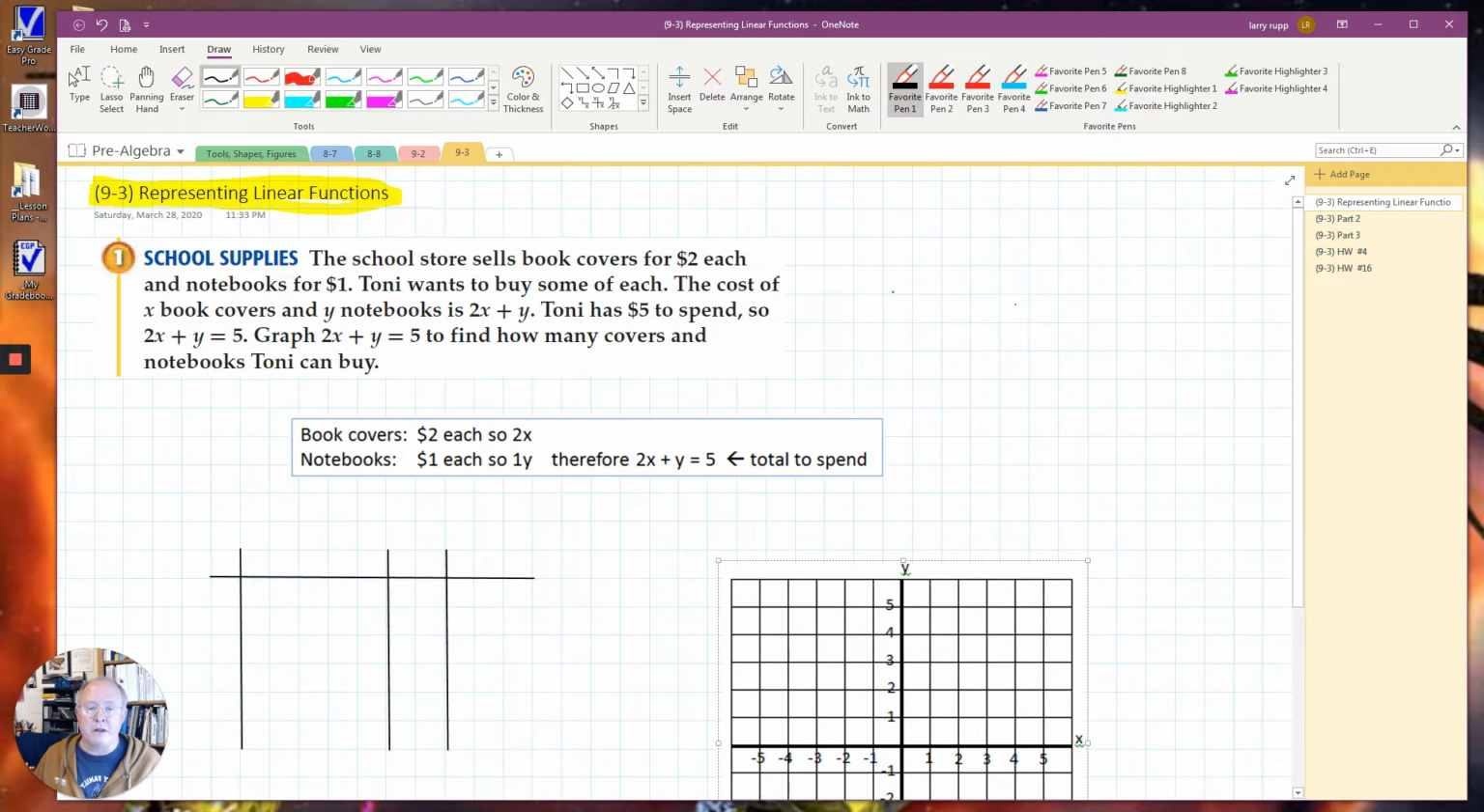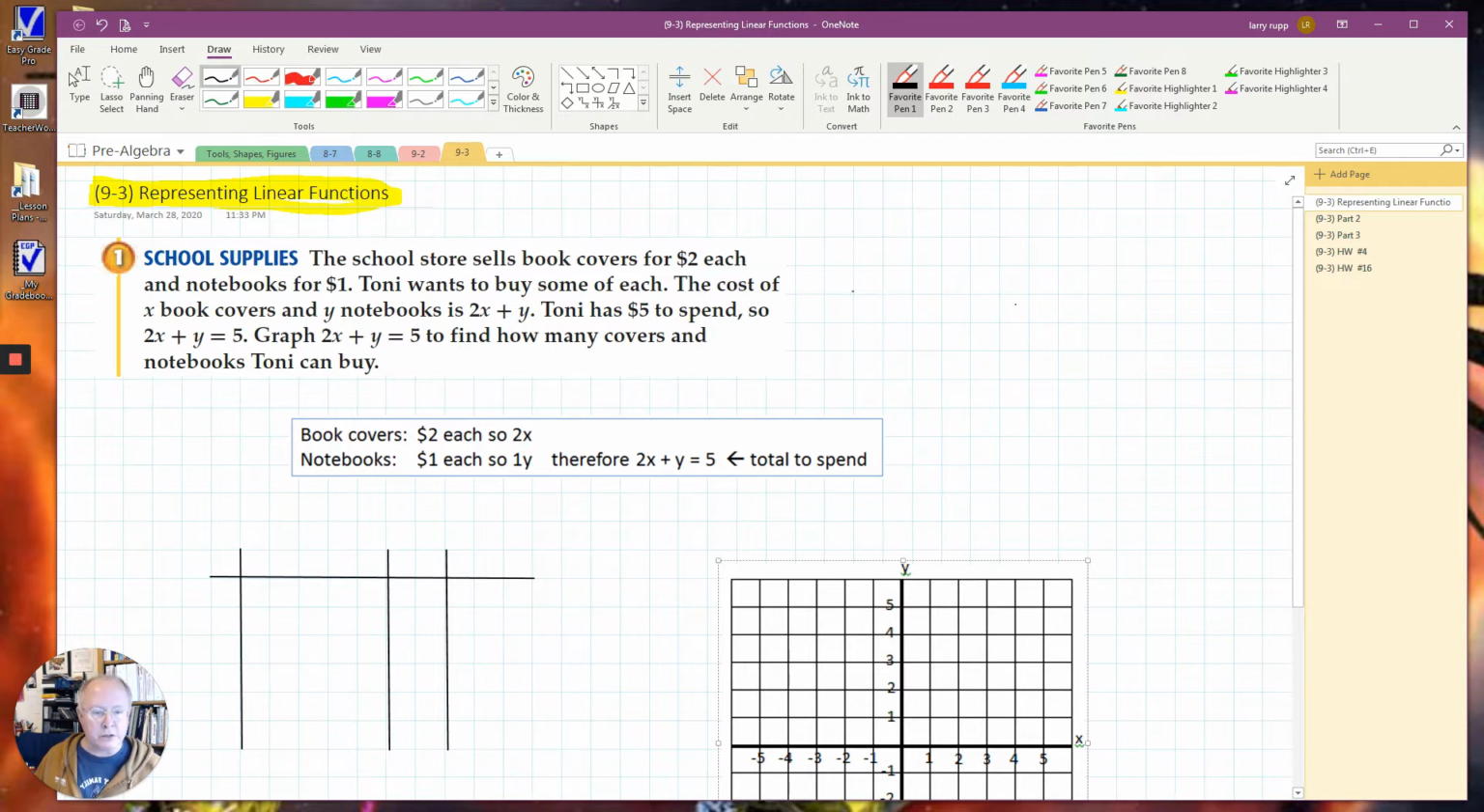buy. Now, the first thing to realize is that there isn't just one solution to this problem. 2x plus y is equal to 5. You've got two variables. Well, what happens if Tony doesn't buy any book covers? x is 0. What does y equal then? y equals 5, right? So she would end up buying 5 notebooks for $1 each. Okay, all right. Let's solve for one of the variables and get this equation into a more normal form.